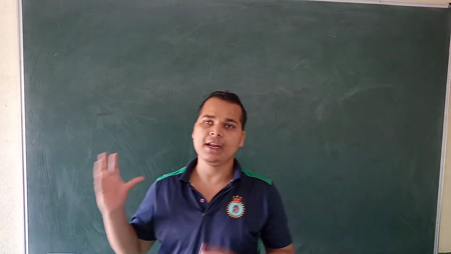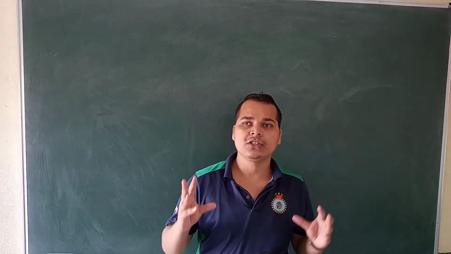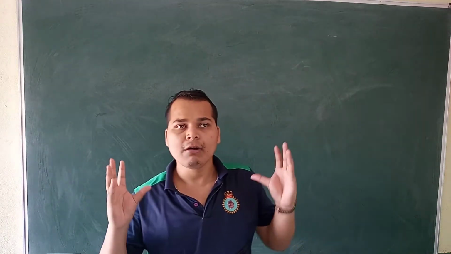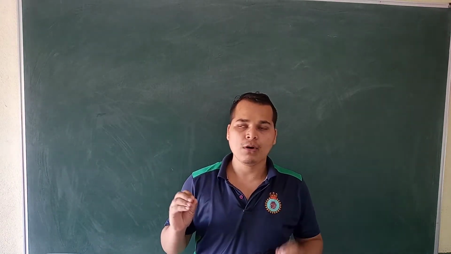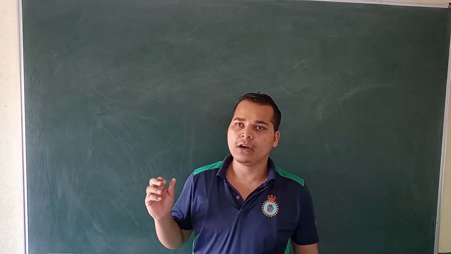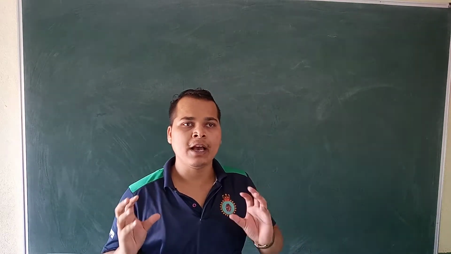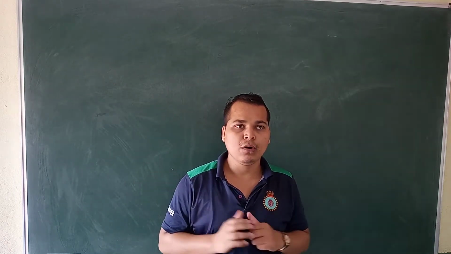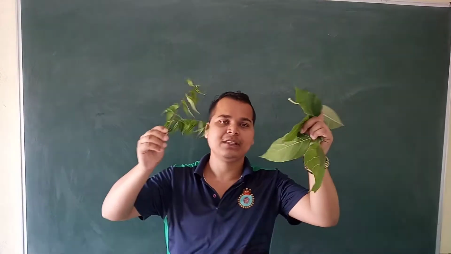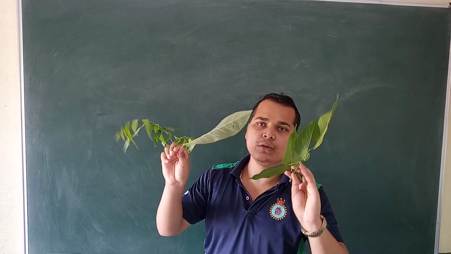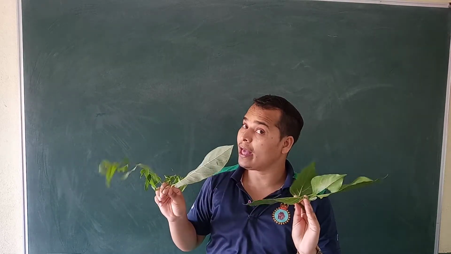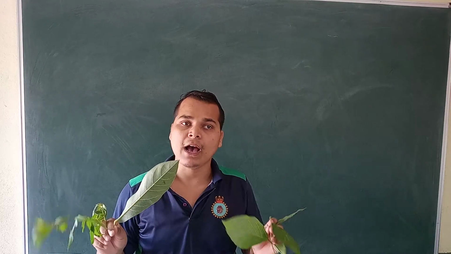So, in the first chapter, I discussed the structure of leaves and how leaves play an important role in the preparation of food. In that chapter, I discussed that different leaves have different shapes. Yes or no? You can see these are the leaves. Are all the leaves looking the same? No, why? Because it varies from plant to plant.